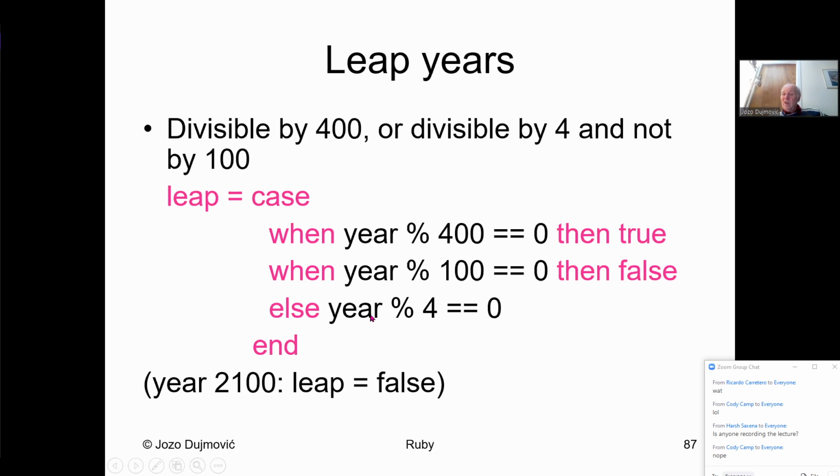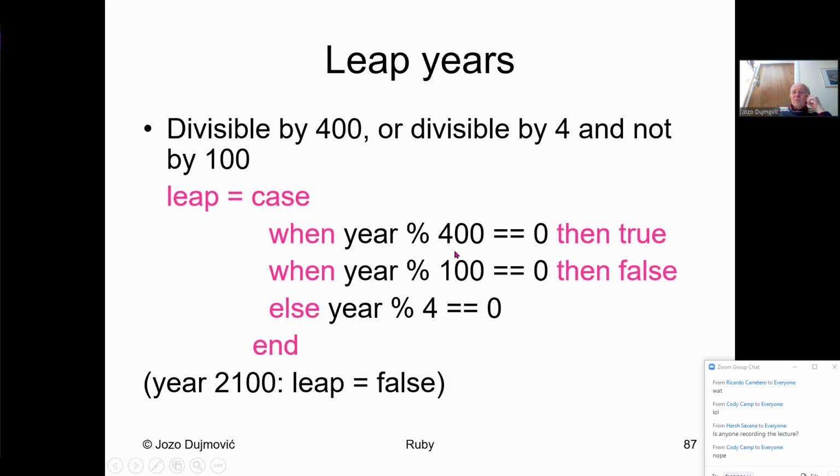And this value is true or false. So here you have true and then false. And here you have year modulo 4, year modulo 2 equals 0. This returns true or false. So, for example, 2100 is a leap year. So please wait until that time and you will see that it is a leap year.